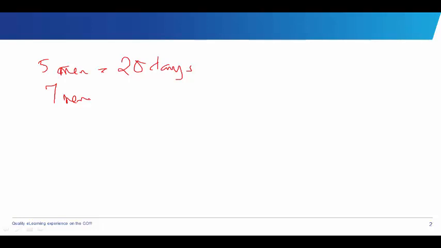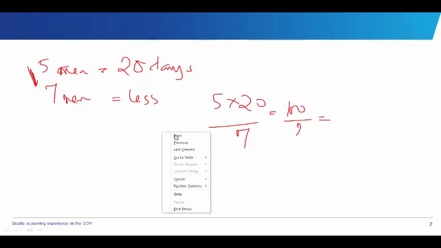It will take 7 men fewer days to do the work, less. So we'll say if less, more divides. Which one is more from these two? 7 is more. So we'll have 5 times 20 divided by 7. 5 times 20 is 100, and 100 divided by 7 gives us a fraction. Okay, we'll come to fractions later.